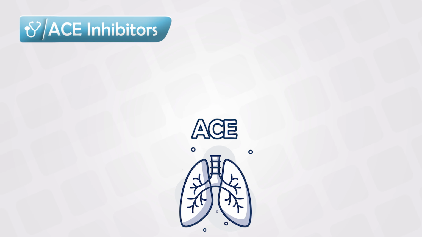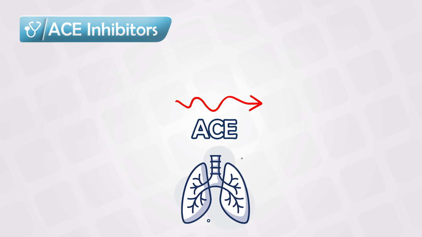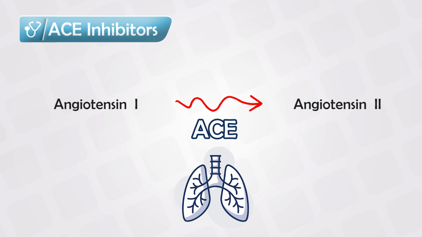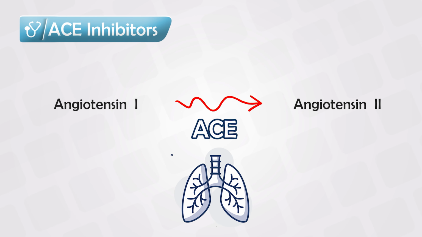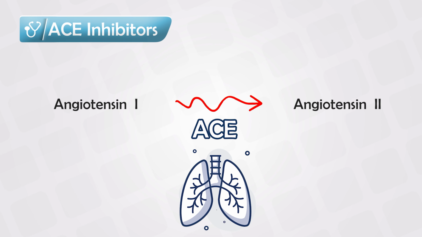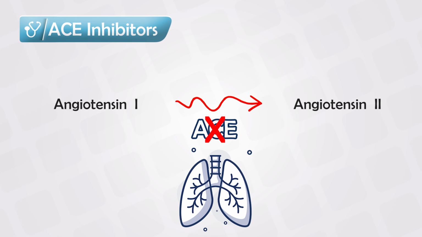We also have another class known as the ACE inhibitors. These are very commonly prescribed and they are very effective. To put it simply, we have an enzyme in our lungs known as the ACE enzyme. This enzyme converts one hormone known as angiotensin 1 into angiotensin 2. Angiotensin 2 is a potent vasoconstrictor. So if we have a lot of angiotensin 2, the blood vessels will be constricted. And by blocking this enzyme, we will decrease angiotensin 2 and decrease the blood vessel constriction.